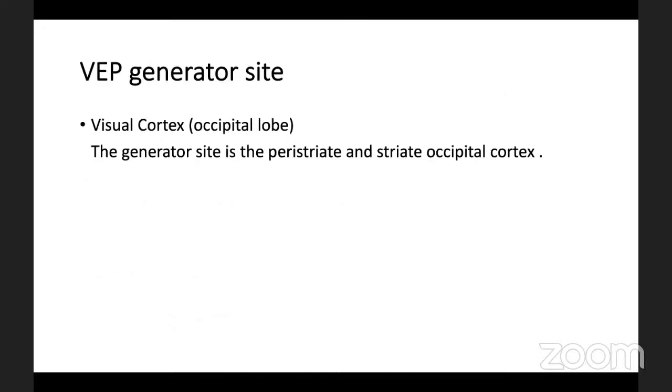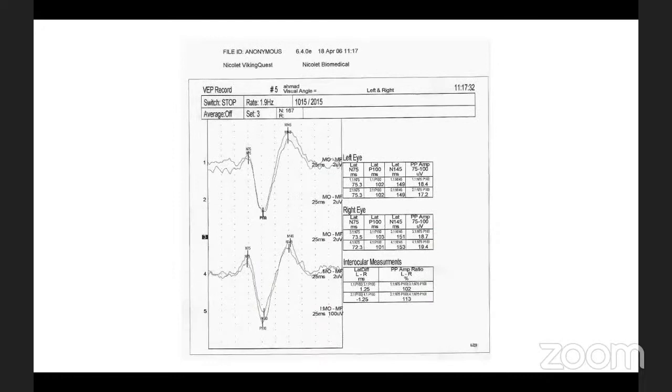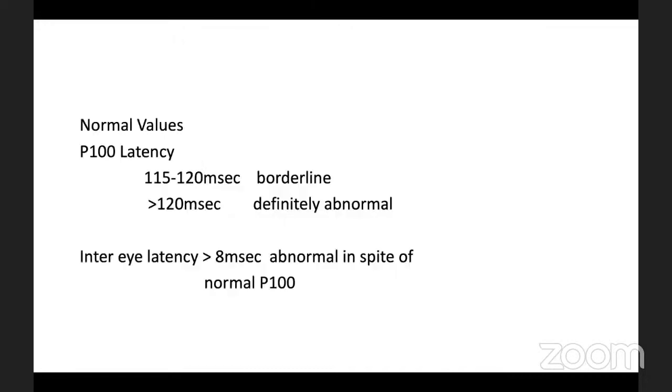The visual evoked potentials are generated in the occipital cortex, in the pre-striate and striate areas. It has 3 components: a negative, a positive, and a negative, N75, P100, and N145. But we mostly rely on the P100 latency, whether it's delayed or abnormal. This is a normal visual evoked potential. 100 runs have been done, and over a second run it has been reproduced, and the P100 latency in this patient is roughly 102 milliseconds.